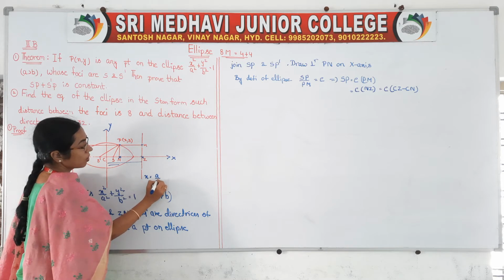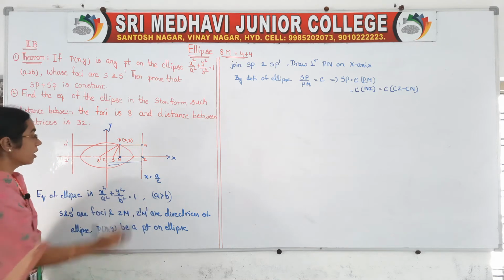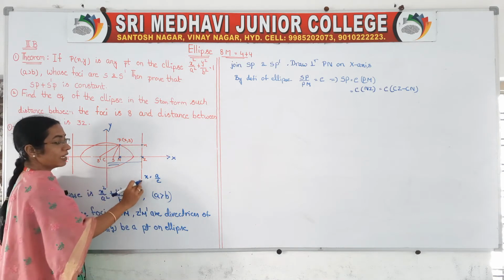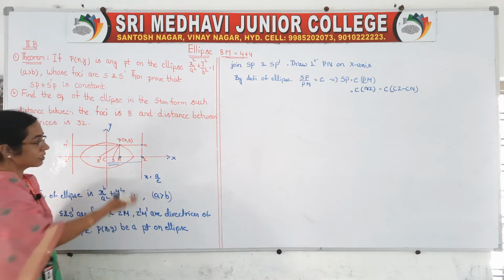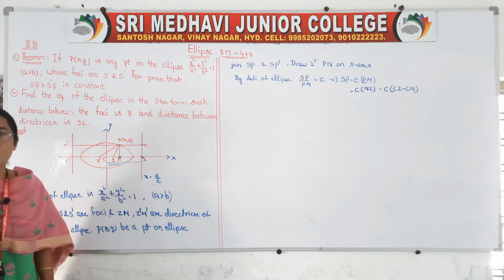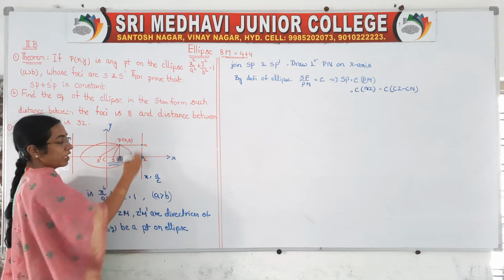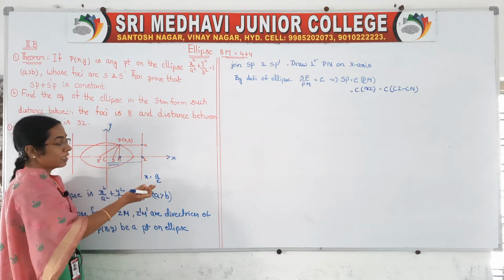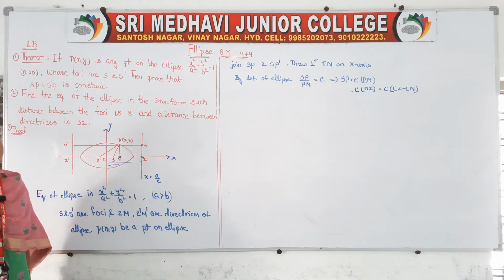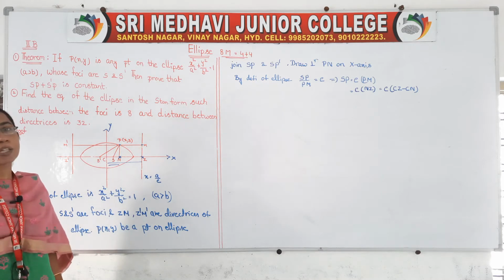X is equal to A by E. What is the meaning? From the origin to this line, the distance is A by E. That is the meaning of X is equal to A by E. On the line, wherever you take the X value, that is A by E. X coordinate means the distance from origin to that point.